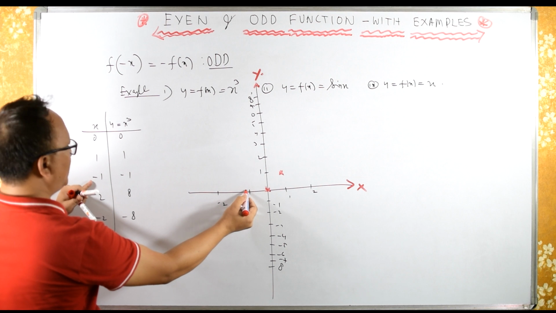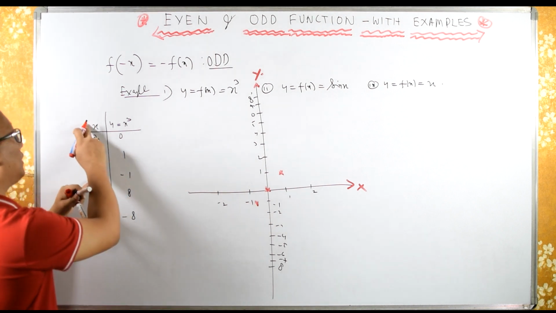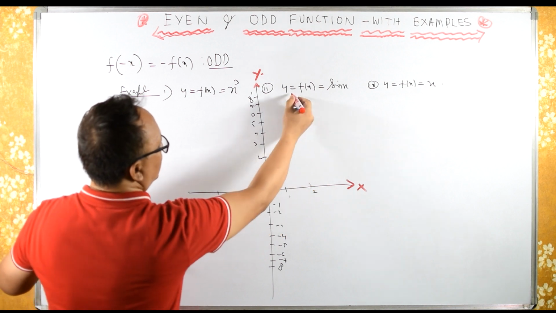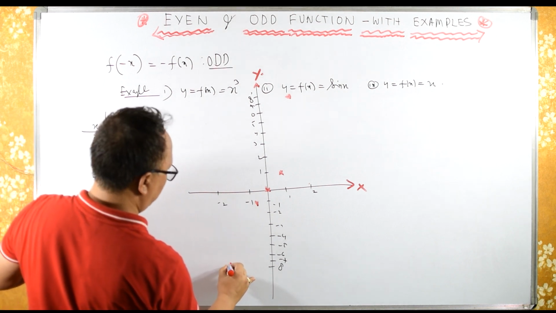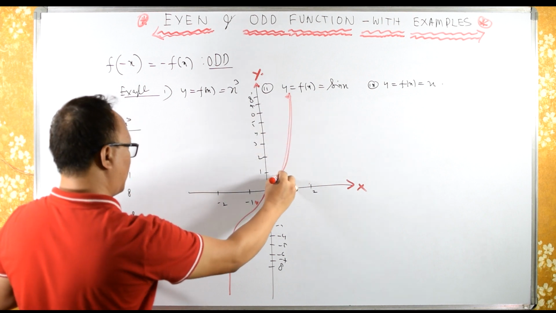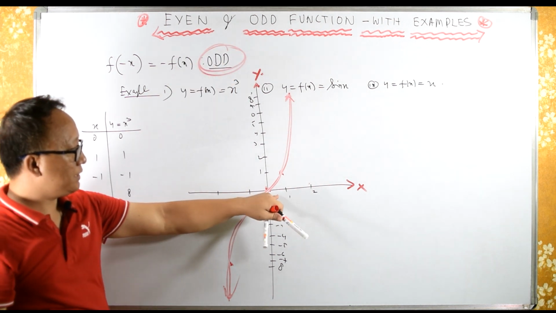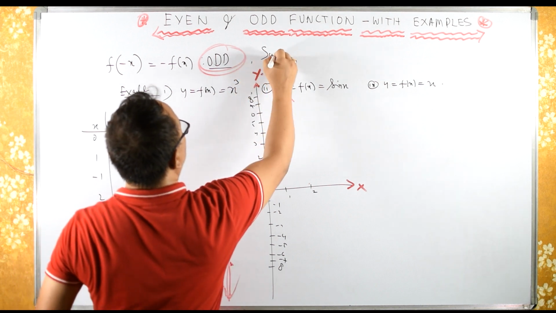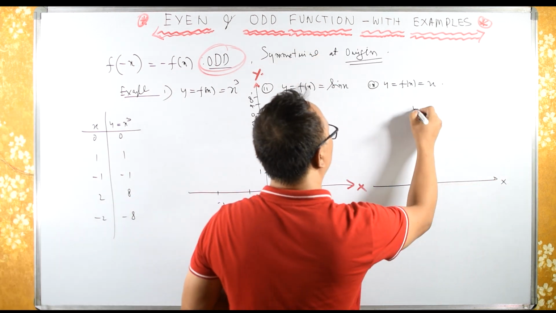When x equals minus 1, y is also minus 1, since minus 1 raised to cube is minus 1. When x equals 2, y is 8, somewhere here. When x equals minus 2, y is minus 8, somewhere like this. So the graph goes like this. For odd functions, you can see this is symmetrical about the origin, either this way or this way.